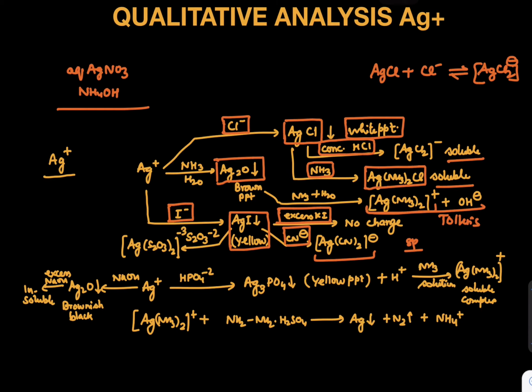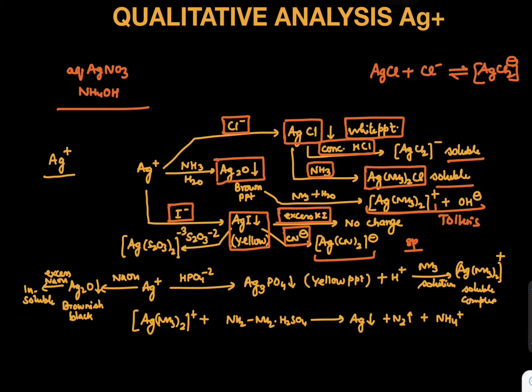So Ag(S2O3)2 3 minus is with S2O3 2 minus. What is S2O3 2 minus? It is basically thiosulfate salts. So with thiosulfate salt, we can expect silver thiosulfate, and when we talk about the complexation of these things, we will see that this will show white color formation or deposition.